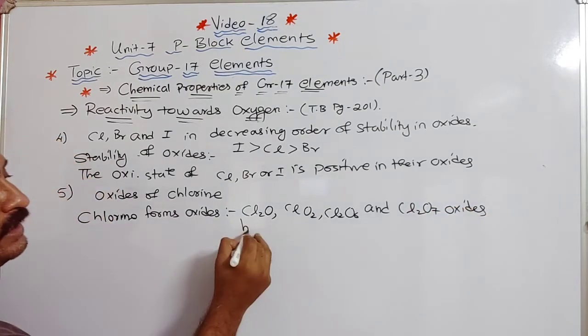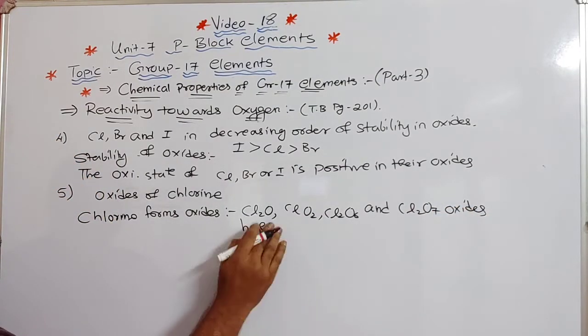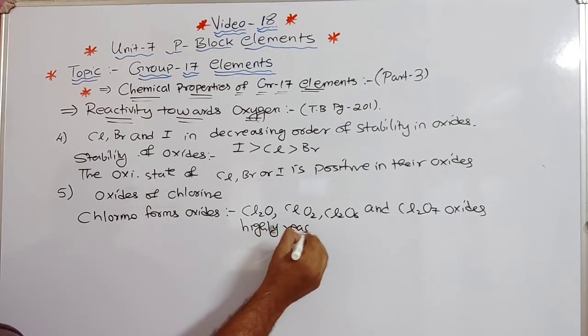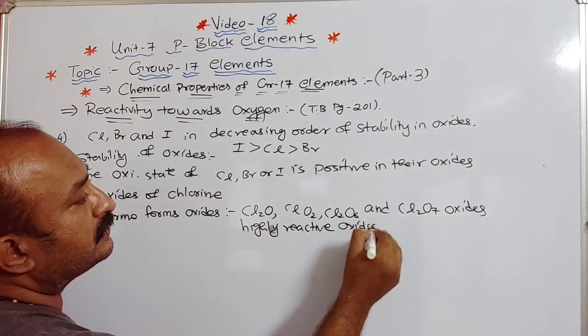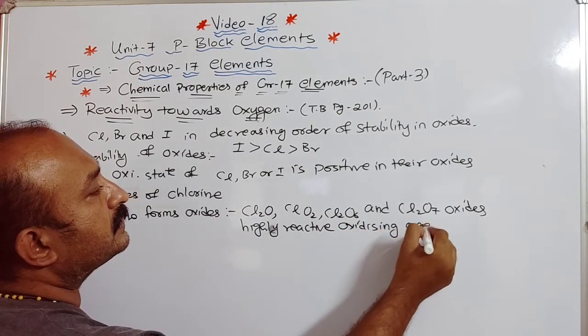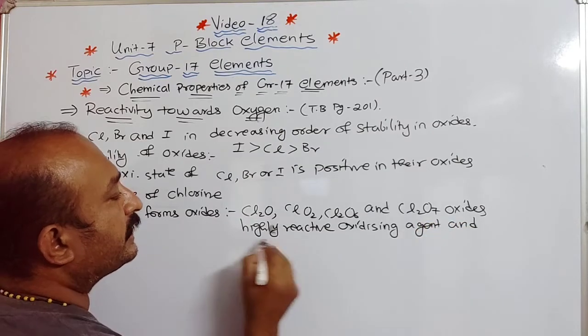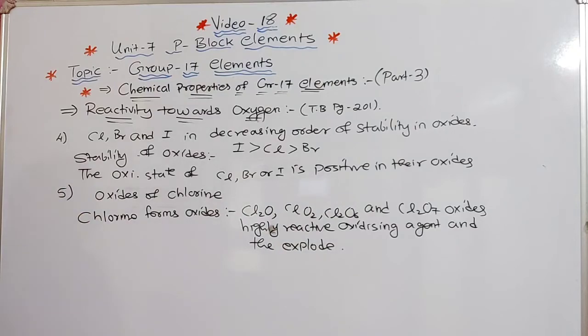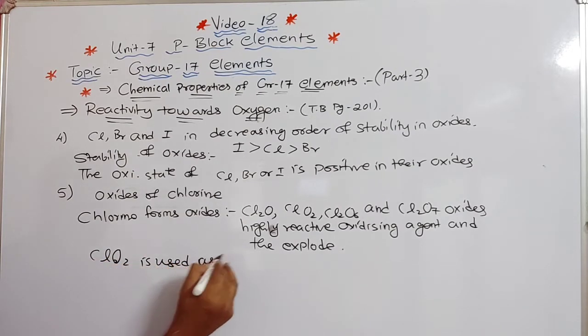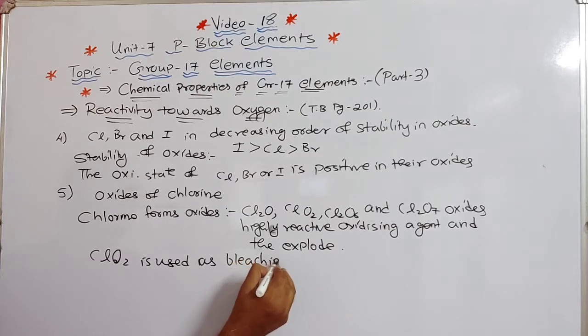Clear? These are highly reactive oxidizing agents, and they explode also. So you have to be very careful when you deal with them. Understood this part? Out of these, ClO2 is used as a bleaching agent.